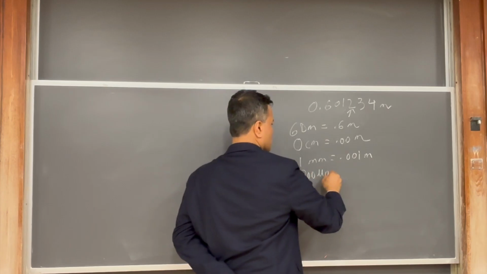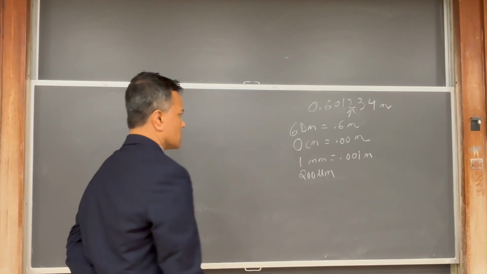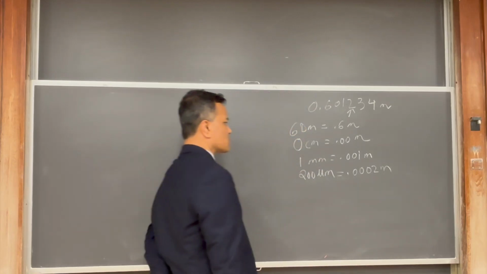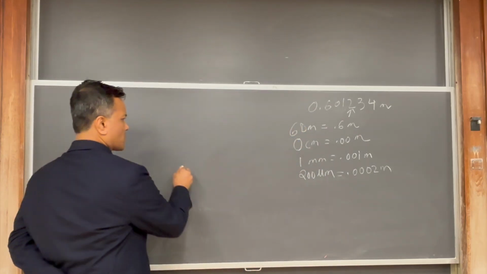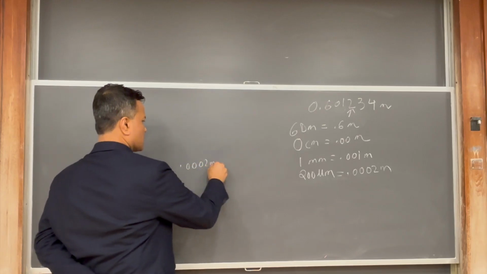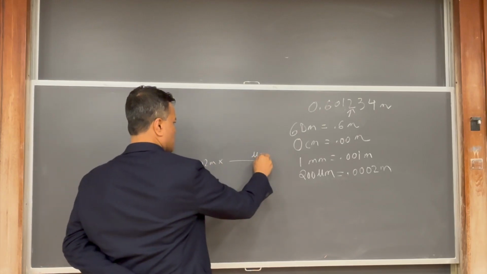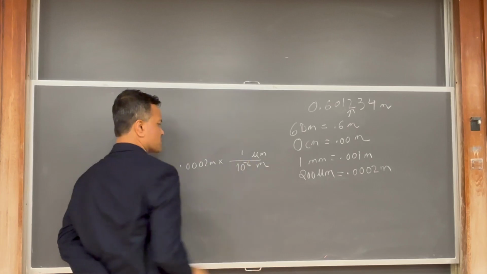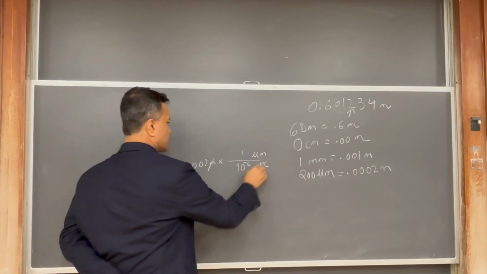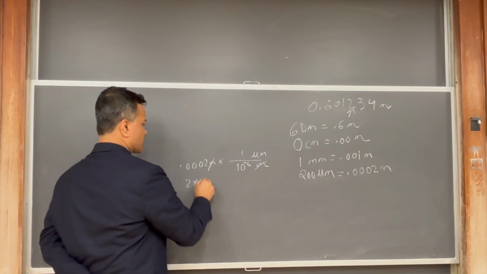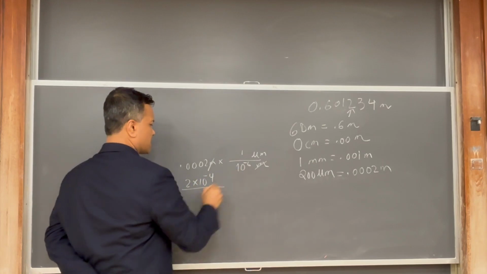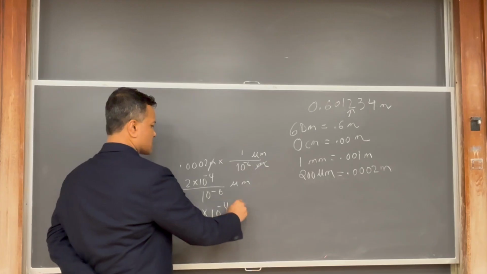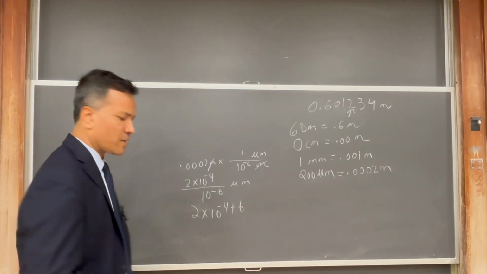Let's write 200 micrometer. Why is it 200 micrometer? It's 0.0002 meter. Why is 0.0002 meter 200 micrometer? It's because 0.0002 meter times micrometer on the top, meter on the bottom, where 1 micrometer is 10 raised to negative 6 meters. So meter cancels. The scientific notation is 2 times 10 raised to negative 4 divided by 10 raised to negative 6 micrometer. So 2 times 10 raised to negative 4 plus 6. Therefore, it is 200 micrometers.